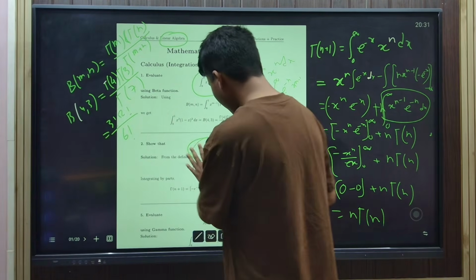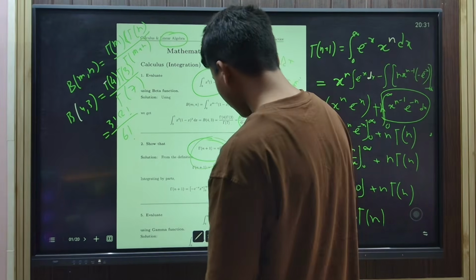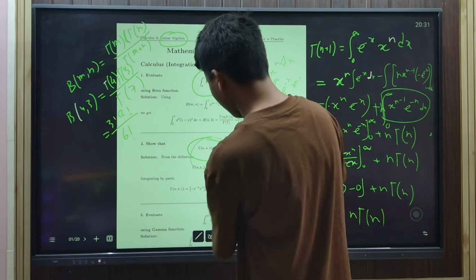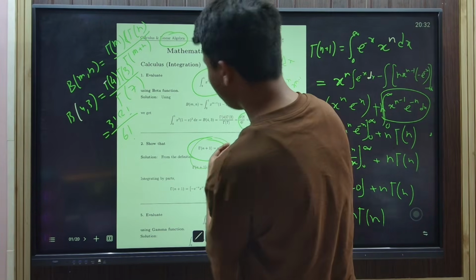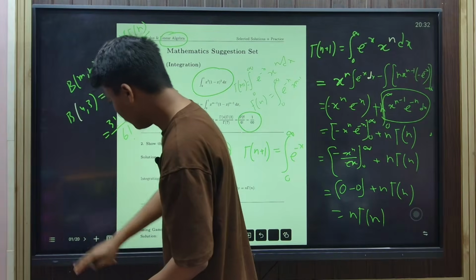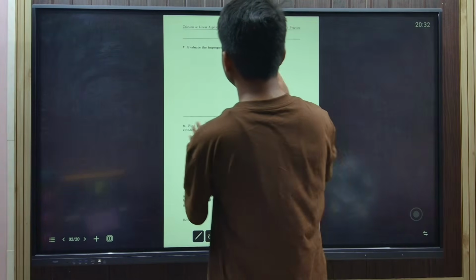Okay, now gamma n plus 1 is exactly equal to n gamma n. So now the next problem, you have to solve the next problem. Next problem is evaluate the integral 0 to infinity x cube e to the power minus x dx equals the same. So you have to solve this. Now the next problem, next PDF involves improper integral.